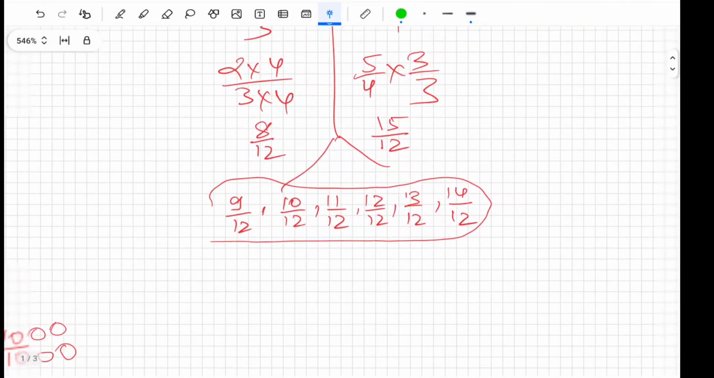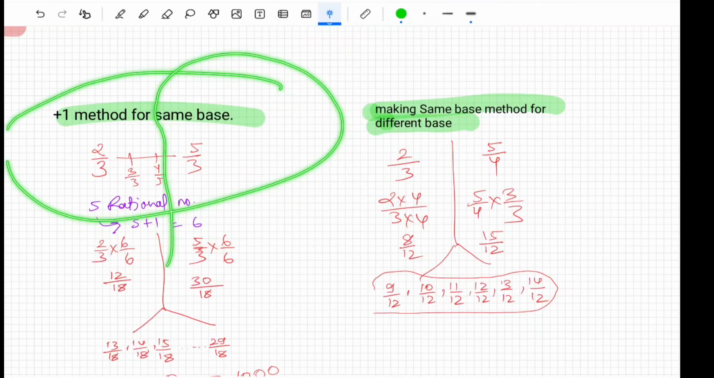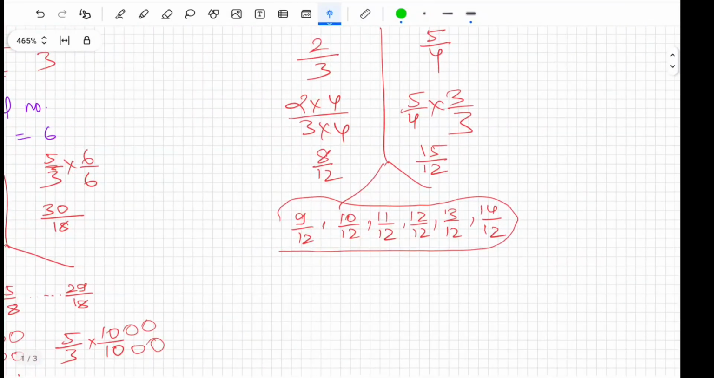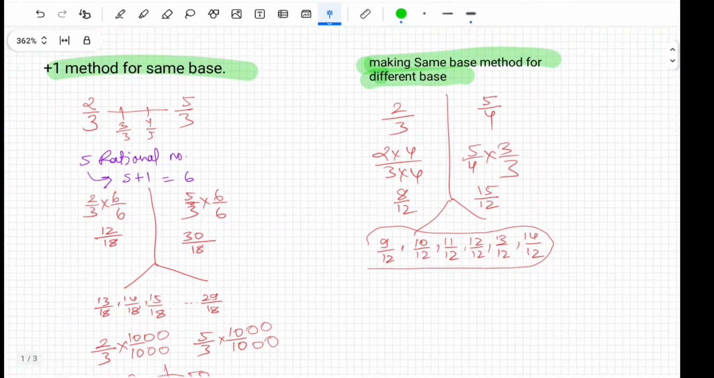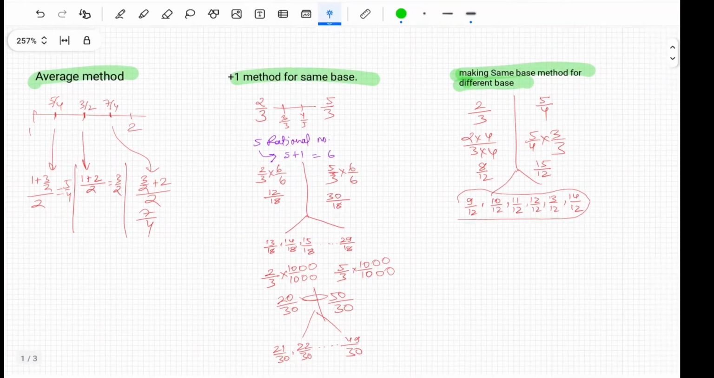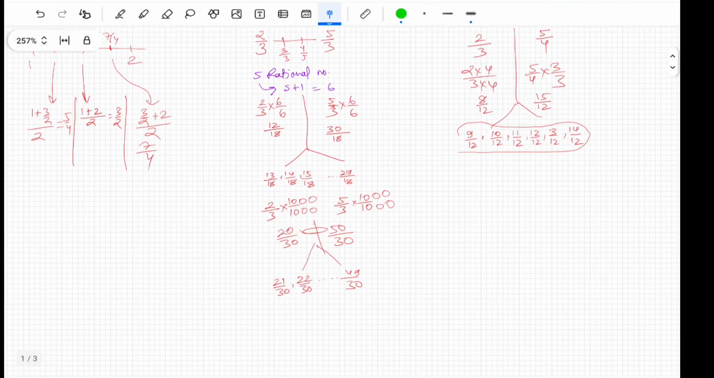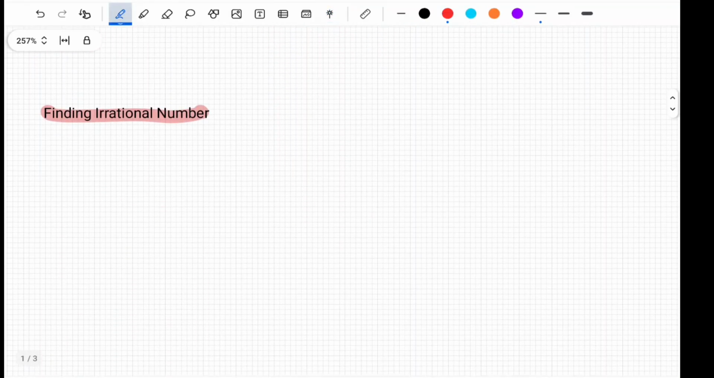For test 10 rational number, we can switch back to this formula. We have to multiply by 11 on numerator and denominator, and you will get the same value. So this is the method to calculate a rational number. We have 3 methods for this. Now let's come to our finding a rational number.